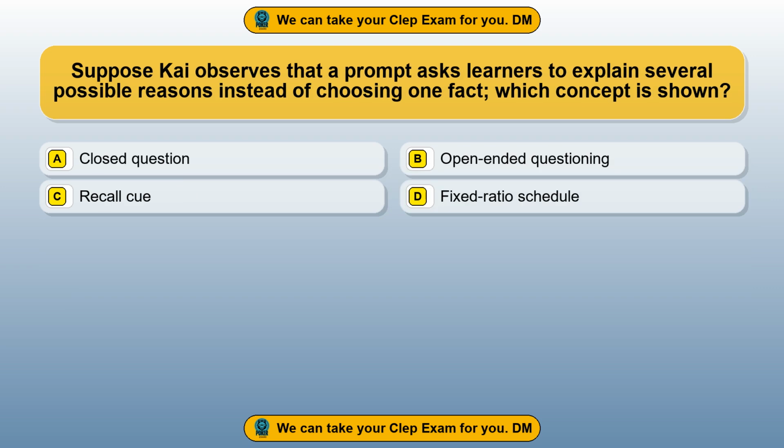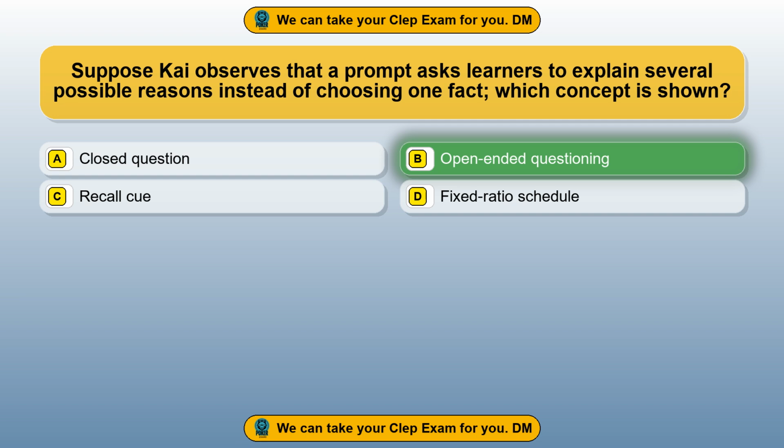Question 76. Suppose Kai observes that a prompt asks learners to explain several possible reasons instead of choosing one fact. Which concept is shown? Option A, closed question. Option B, open-ended questioning. Option C, recall cue. Option D, fixed ratio schedule. The correct answer is option B, open-ended questioning.